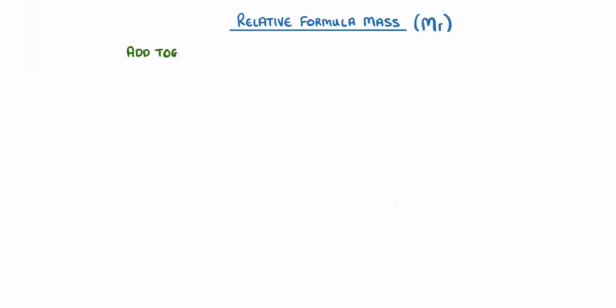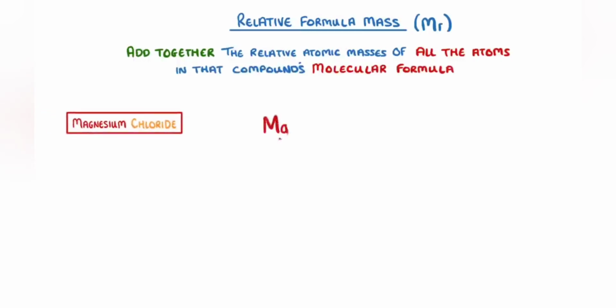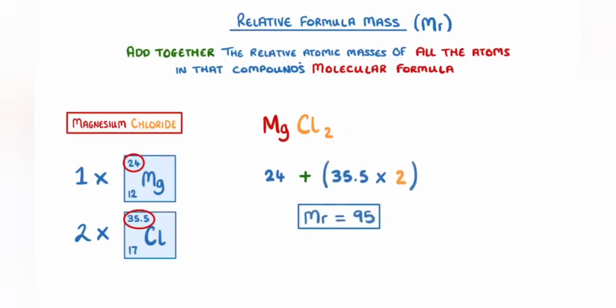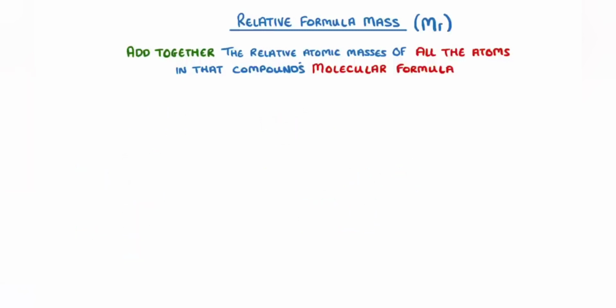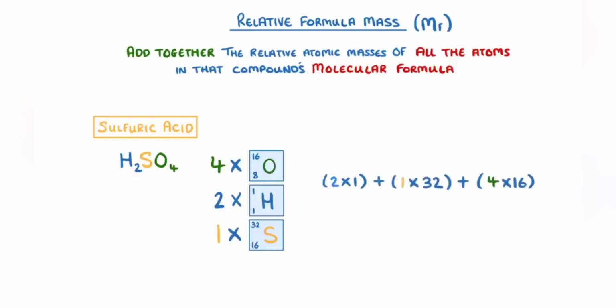To find it, all we do is add together the relative atomic masses of all the atoms in that compound's molecular formula. So if we took magnesium chloride, which has the molecular formula MgCl2, we'd have one magnesium, which has a relative atomic mass of 24, and two chlorines, which each have an Ar of 35.5. So we'd do 24 plus 35.5 times 2, giving us a relative formula mass of 95. Or for sulfuric acid, which is H2SO4, we have 2 hydrogens, 1 sulfur, and 4 oxygens. So 2 times 1 plus 1 times 32 plus 4 times 16, which gives us a total of 98. So the Mr is 98.